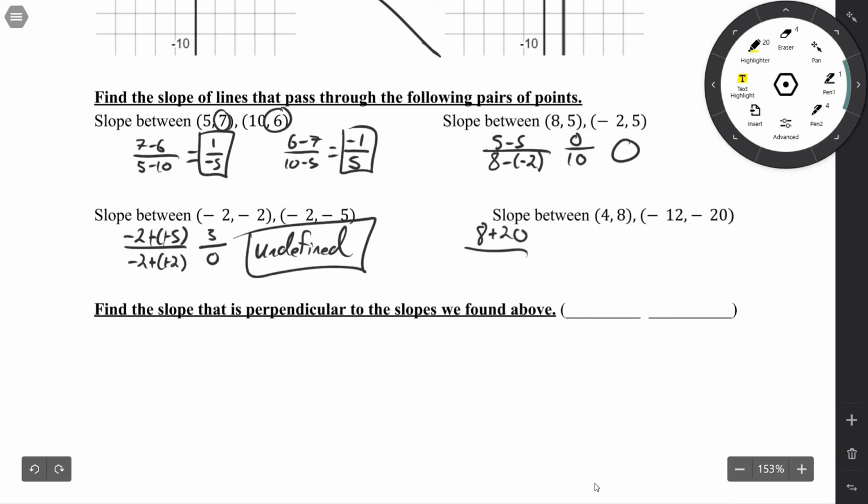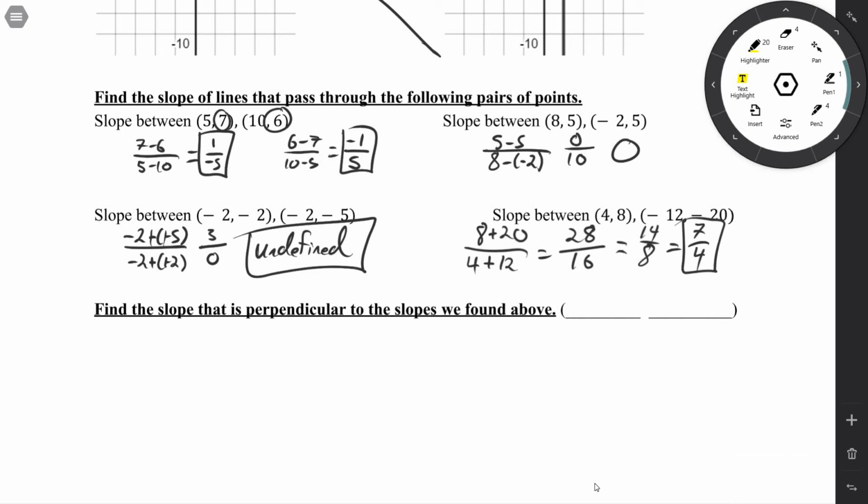And that's over the change of x. So let's do 4 minus negative 12, so that's plus 12. That's going to equal 28 over 16. And I believe that's just going to simplify once. We'll get, let's see, 14 over 8. No, it'll simplify again. That'll be 7 over 4. And that's what we would want here, as simplified as we can get it.